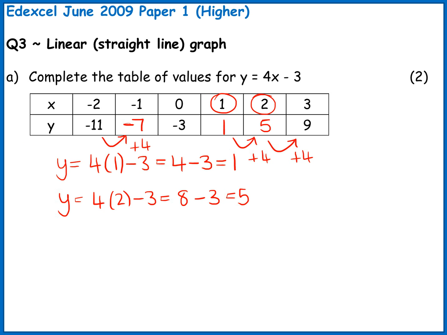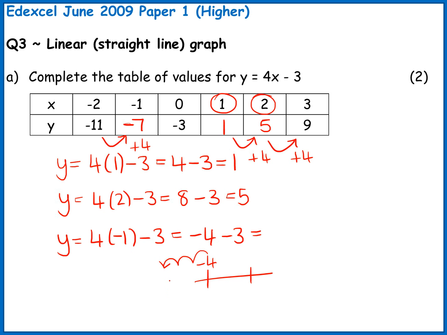We can actually just check that using the substitution though. So y is 4 lots of negative 1 minus 3. So 4 lots of negative 1 is going to give us negative 4 minus 3. So that means we start at negative 4 on a number line. So we're starting at negative 4, and then we're counting down 3 steps, which is going to get us down to negative 7.